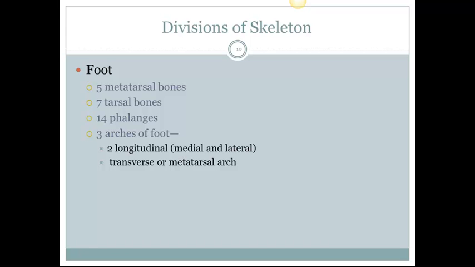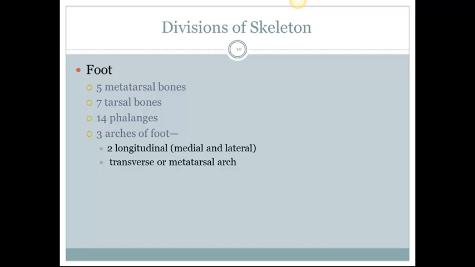The foot consists of many different parts. So we have 7 tarsal bones which form the heel and the back part of the foot. Then we have 5 metatarsal bones which form the parts of the foot where the toes attach. And then we have 14 phalanges, which are the toe bones.